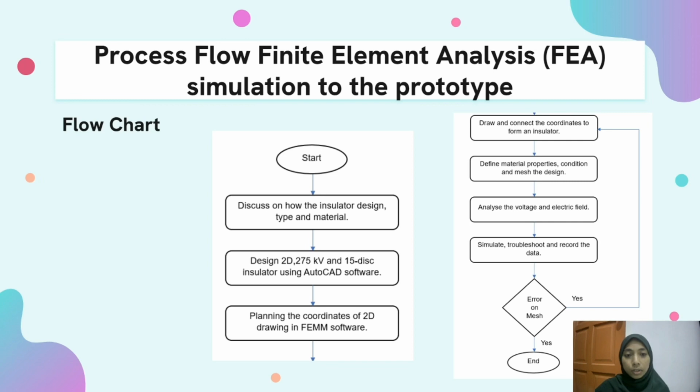So next is the flow chart. We start by discussing the insulator design type and material. We design a 2D 275 kV, 15 disc insulator using AutoCAD software. Planning the coordinates of the 2D drawing in FEMM software, we draw and connect the coordinates to form an insulator. Next is to define material properties and conditions, and mesh the design.